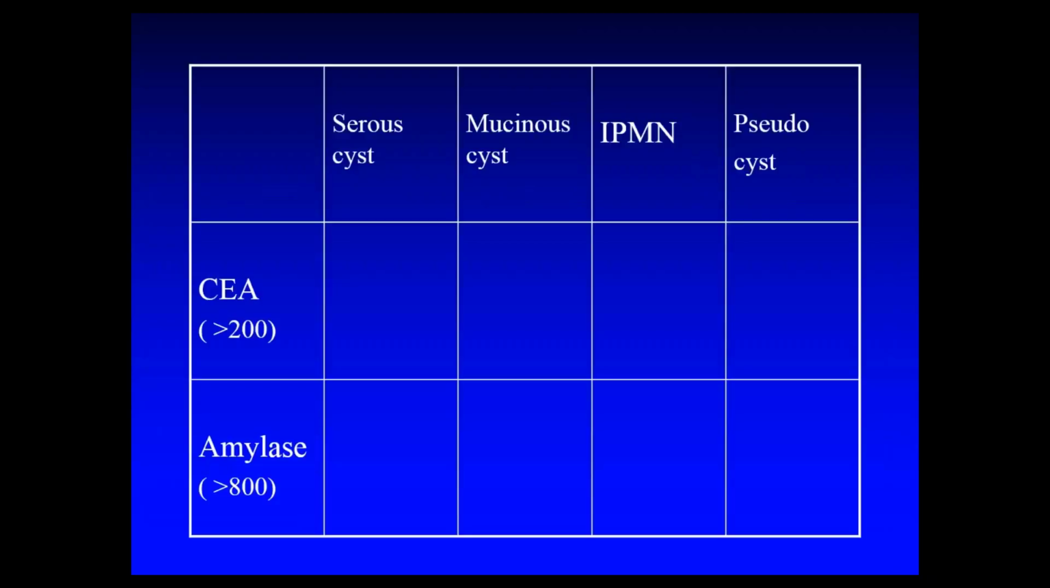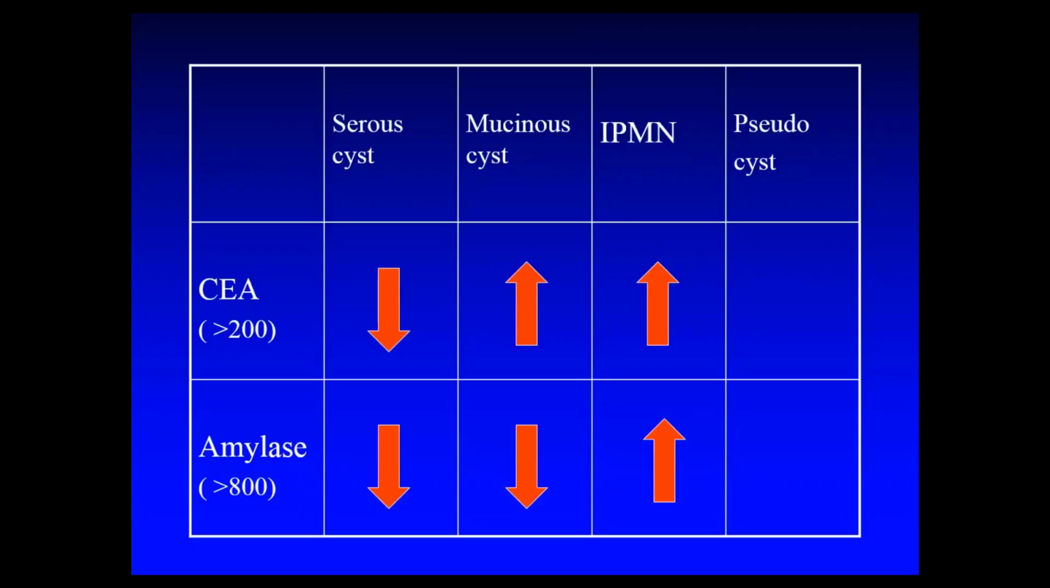When we do fluid aspiration, we usually send the fluid out for chemistry studies, CEA and amylase. For Serous Cystadenoma, the CEA level is low and the amylase level is low. For Mucinous Cystadenoma, the CEA level is high and the amylase is low. For IPMN, especially the ones involving the main duct, the CEA level is high and the amylase level is high. For Pseudocyst, the CEA level is low and the amylase level is high.